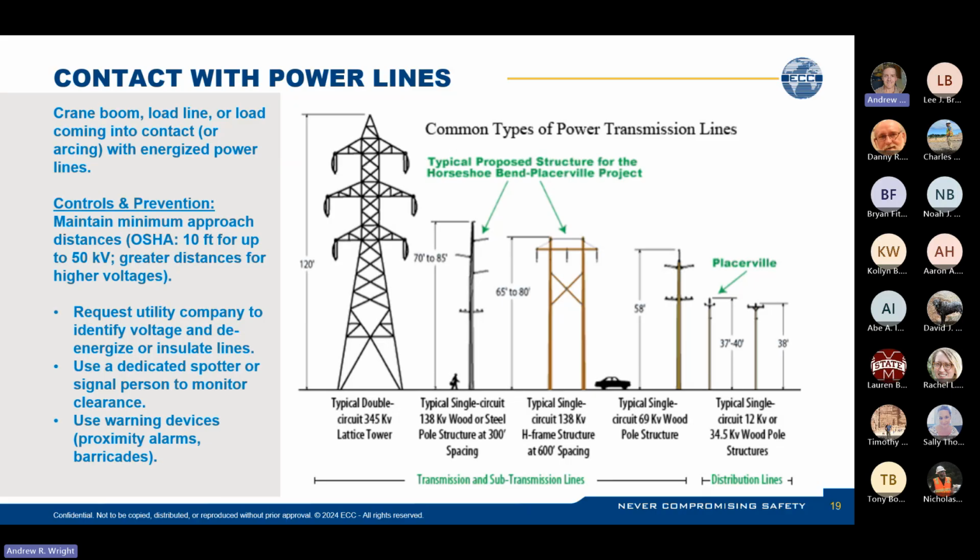To avoid this, we use a dedicated spotter or a signal person to monitor clearance. Sometimes it's helpful to have a laser rangefinder, so you could tell exactly how far away a utility is from your load area, and you could barricade the area and know that the lift area and the boom radius will not come near the power lines if there are some in your area. You could also use warning devices, proximity alarms, or barricades.